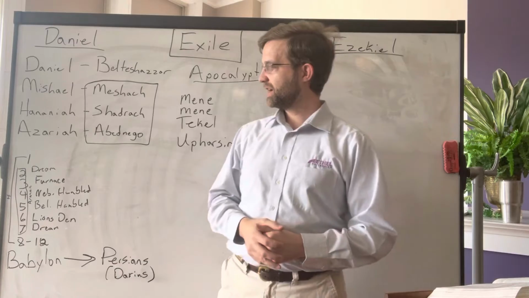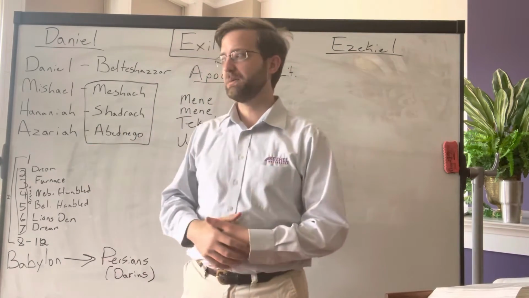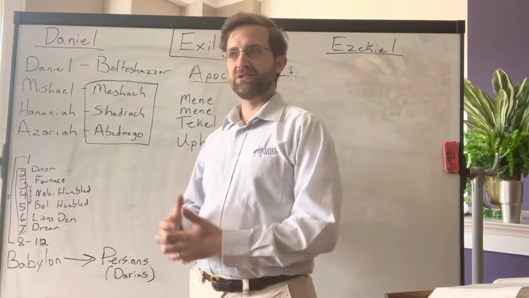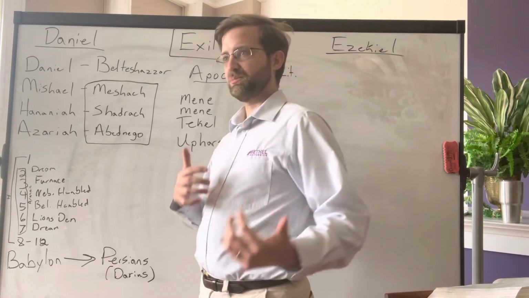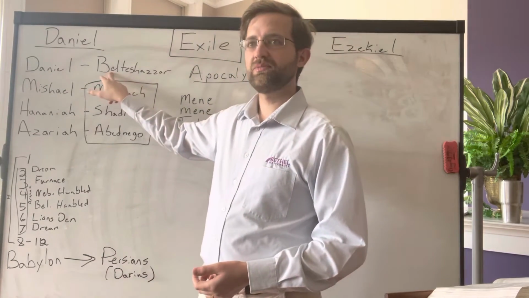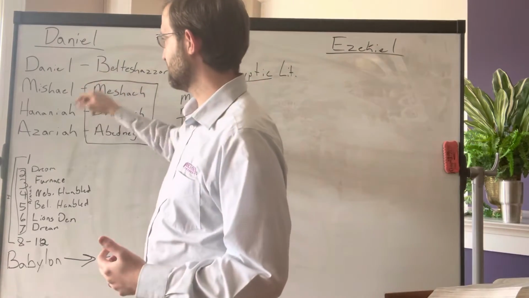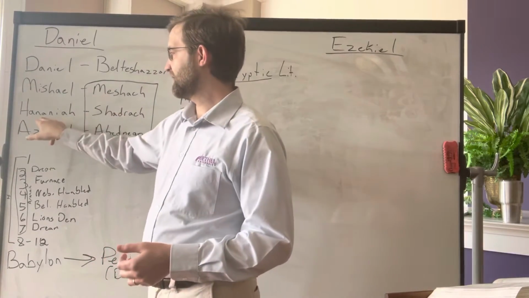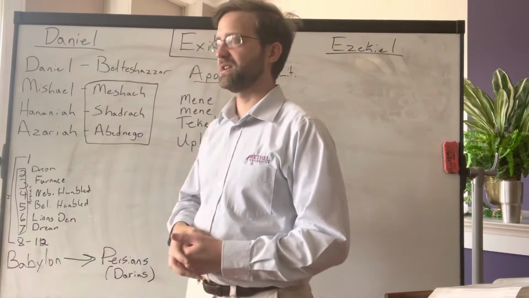Daniel, Mishael, Hananiah, and Azariah are all chosen for this program. They're all put into this program. And as they're put into this program, the Babylonians give each of these young men a Babylonian name in place of their Hebrew name. And so Daniel is given the name Belteshazzar, which is named after one of the main gods of the Babylonians. And then Mishael is renamed Meshach. Hananiah is renamed Shadrach. And Azariah is renamed Abednego.